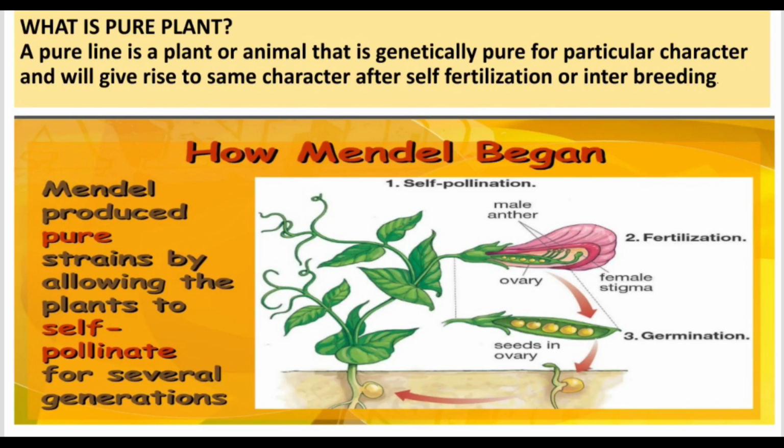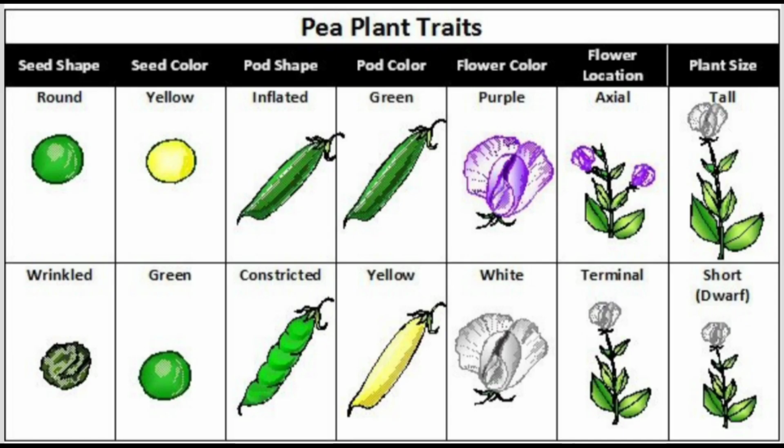What is a pure plant? A pure line is a plant or animal that is genetically pure for a particular character and will give rise to the same characters after self-fertilization or interbreeding. But how did Mendel begin? Mendel produced pure strains by allowing the plants to self-pollinate for several generations.